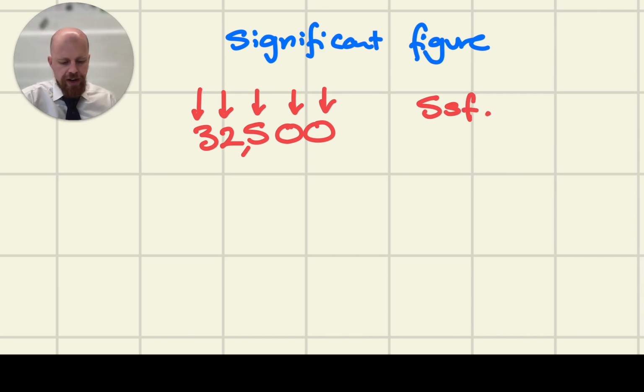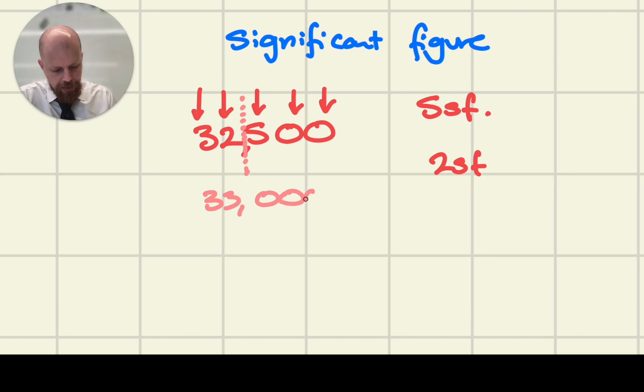There are 5 significant figures here. So if I wanted to round to 2 significant figures, for example, I take the second significant figure and put a dotted line down there. 5 rounds up, so it becomes 33,000.